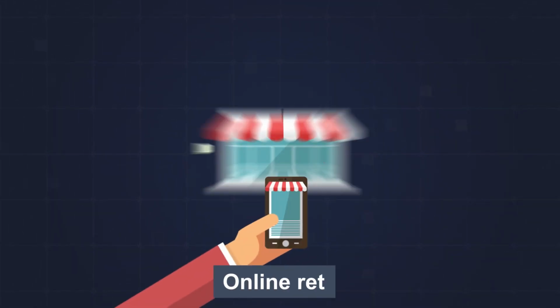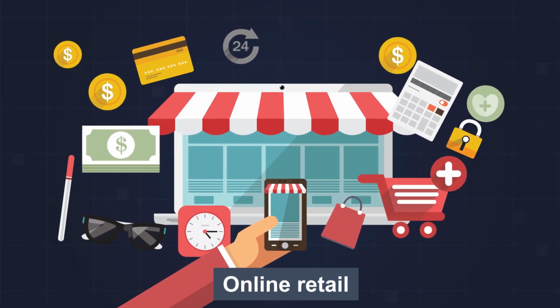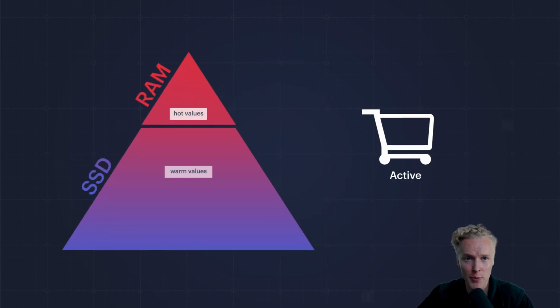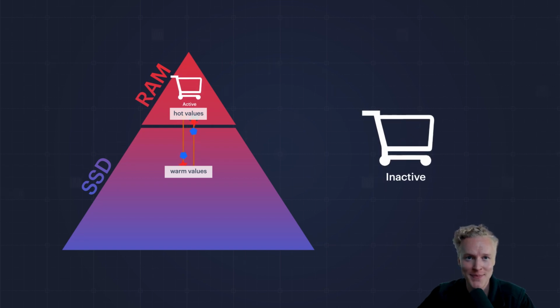Another common use case that I've seen is in online retail. Let's consider for a moment online shopping carts. Active carts must perform in real time, so the data needs to be hot and stored in RAM. But I imagine you've probably also received an abandoned cart email that says something like, hey, don't forget about this thing in your cart, come check out, right?